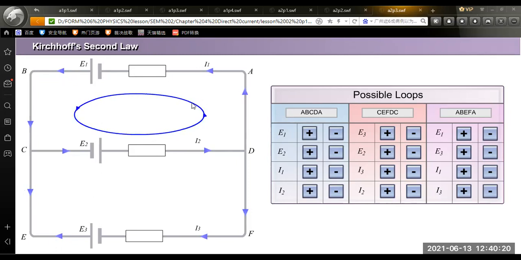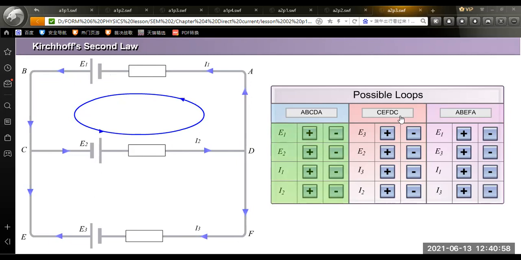I1 follows the direction of the loops, so I1 is positive. I2 also follows the direction of the loops, so it is positive. Now for E1, this side is positive out, negative in. Following the direction, E1 is positive. How about E2? Positive out, negative in, so it will be positive as well.